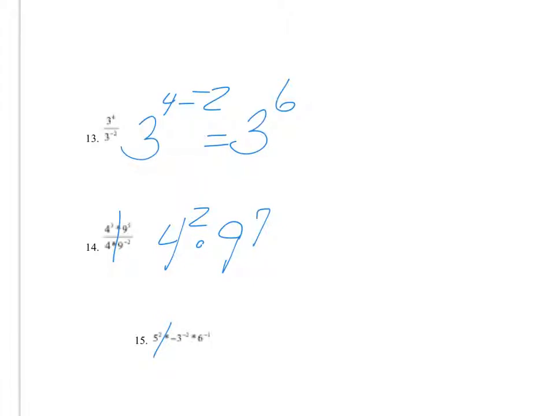Last one, I have 3 pieces. The 5 squared is positive. It's going to stay in the numerator of the fraction. The negative 3 to the negative 2nd is going to bump to the denominator to become happy. And the 6 to the negative 1st power will also bump to the denominator to be happy.